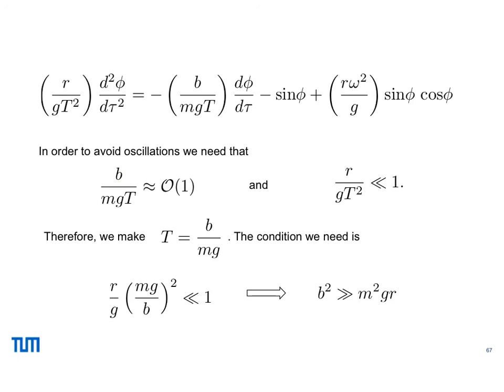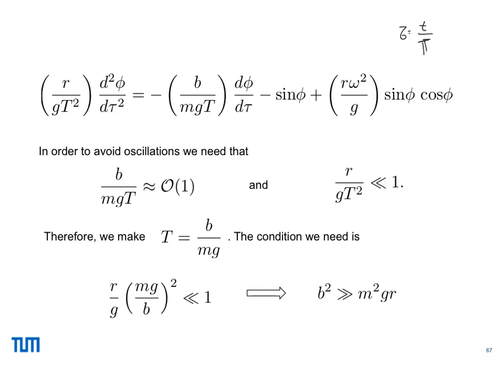Remember that tau, the non-dimensional time, is expressed as tau equal to t over capital T. This is a characteristic time, but we haven't defined it. Right now we have the opportunity to define it because we have a relation like this. Therefore, we can say that the characteristic time is capital T equal to B over mg. And then we can just replace it in here, and then we will have the condition that we need.